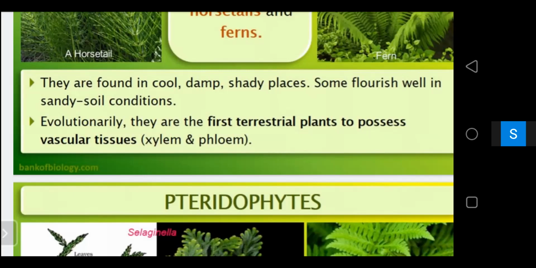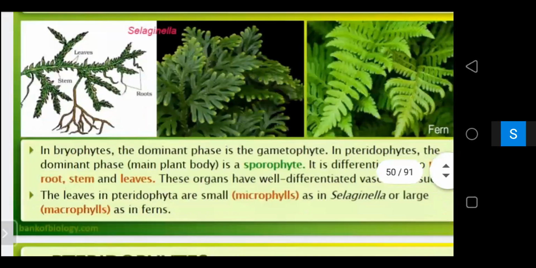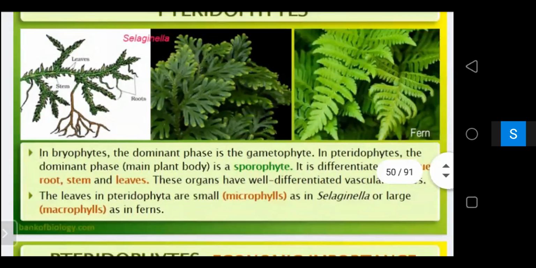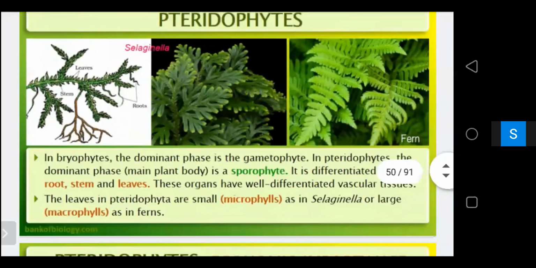The main plant body is gametophyte because they can produce gametes. In the bryophytes, the dominant phase in their life cycle is gametophytic, but in the pteridophytes or all other plants like gymnosperm or angiosperm, the dominant phase in their life cycle and their main plant body is sporophyte, which is differentiated into true root, stem, and leaves. Okay, that's the main difference between the bryophytes and pteridophytes. First difference I told you is that they have the vascular bundle, xylem phloem.